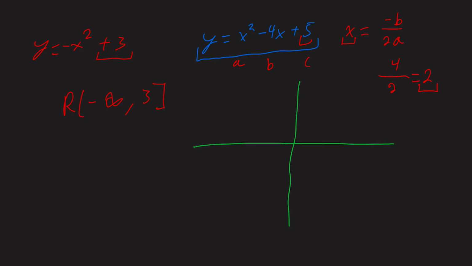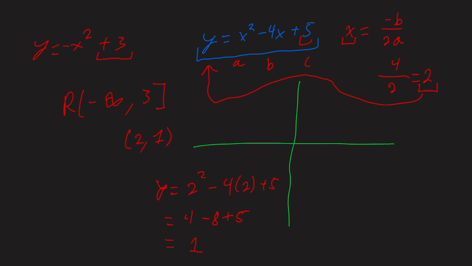So now what I do when I find my vertex is I take that x value and I plug it back into my function. So y equals 2 squared minus 4 times 2 plus 5 equals 4 minus 8 plus 5 equals positive 1. So therefore the ordered pair representing my vertex is going to be 2, 1.